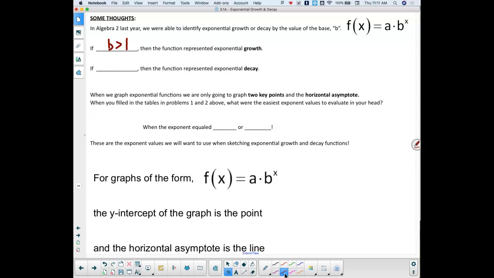What about decay? Less than 1? Is that the only classification? Greater than 0, because b has to be positive. Yep. So it'd have to be between 0 and 1.